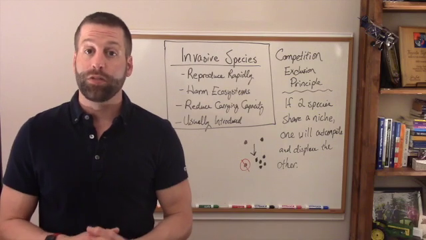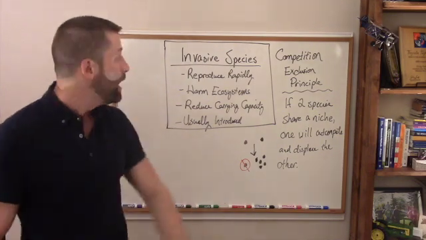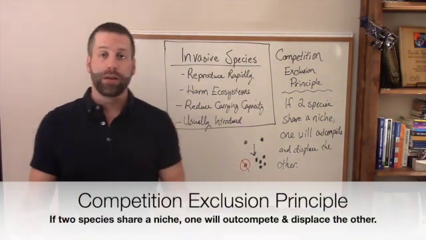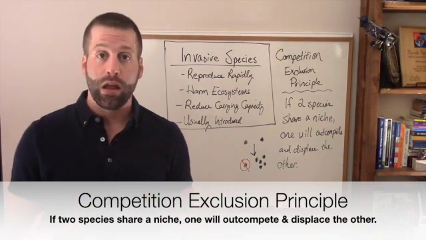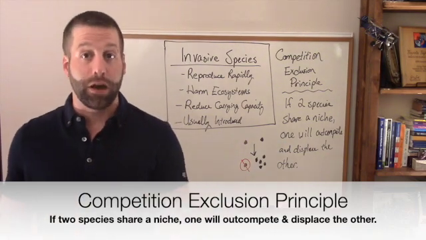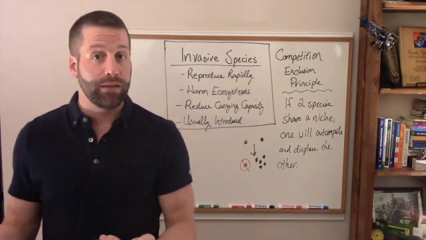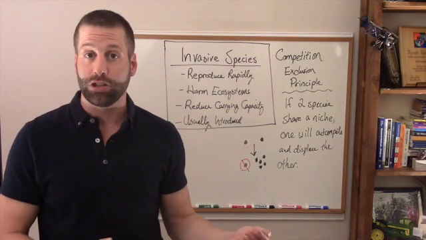One topic we'll be talking about this week to help explain how invasive species outcompete native species is called the competition exclusion principle. What this principle stipulates is that if two species share a niche in the same location, one species will outcompete the other species. One species will survive and reproduce, and the other species will be driven out of that habitat, out of that niche, or into extinction.